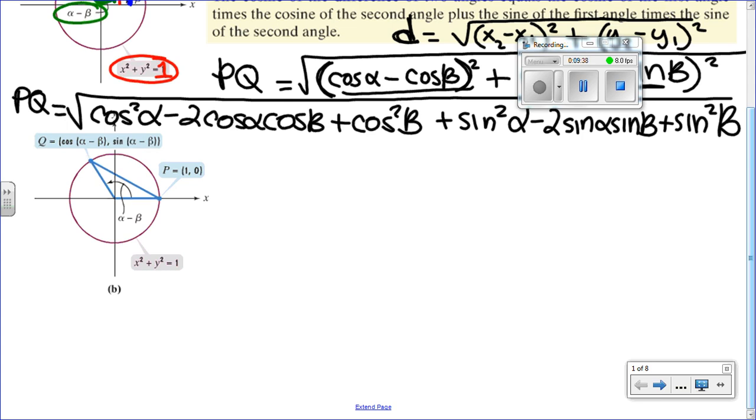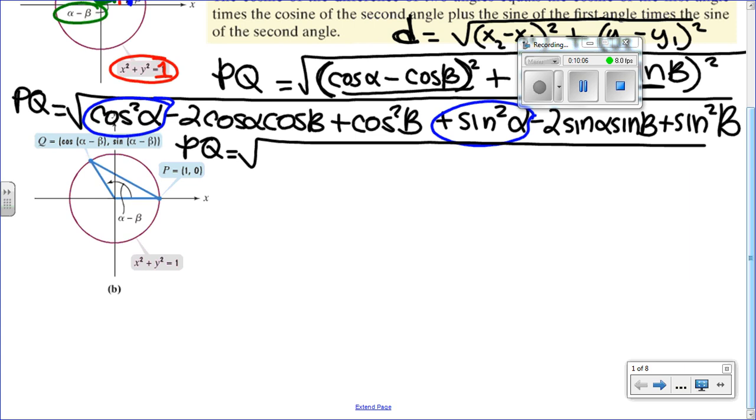Now, what happens when you have a cosine square alpha and a sine square alpha? What will that turn into? Do you guys remember me mentioning a lifesaver identity? What is it, Garrison? These turn into 1. Just like that, by magic.